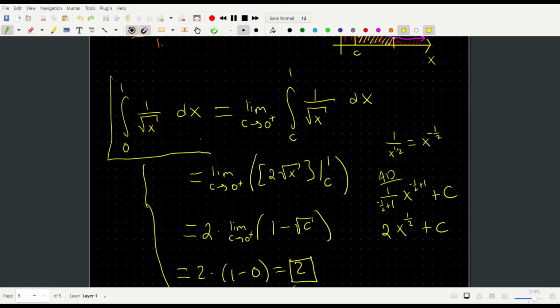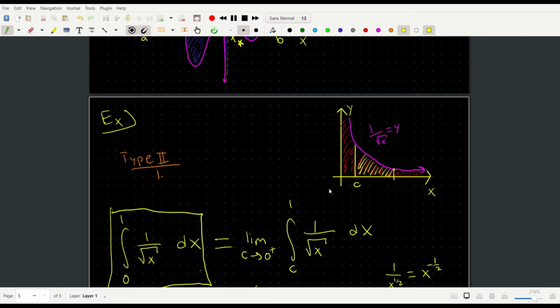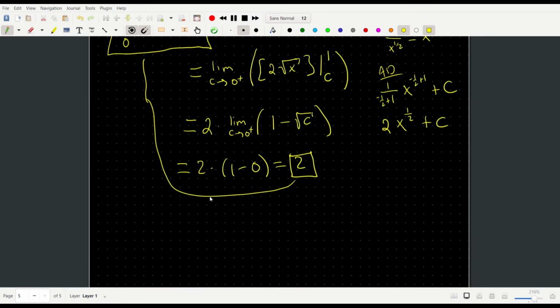Moreover, this value of 2 is exactly the correct value of the area under the curve from 0 to 1, even though the function 1 over the square root of x is undefined at the origin, at the point 0. So this is a very neat result here, and I think very clearly shows how we go through and calculate such improper integrals.